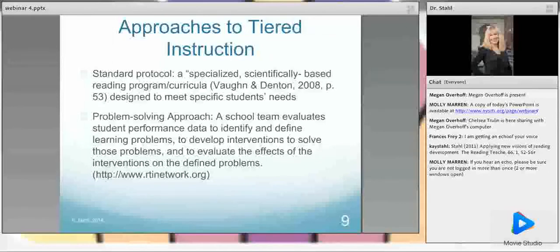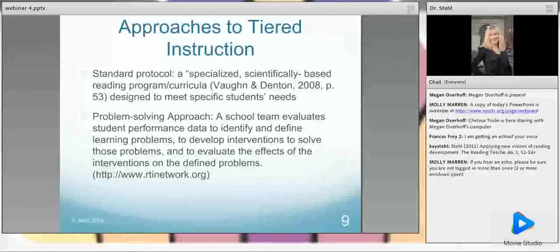A standard protocol doesn't necessarily have to be a scripted program, but it is a protocol that is used in a standard way for whatever group of children that teacher is meeting with. And it has a particular scope and sequence of instruction that needs to be followed, and it has particular lesson components that would always need to be included. And so it's basically standardized.